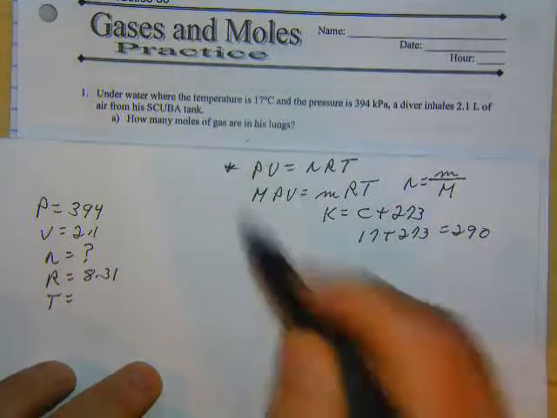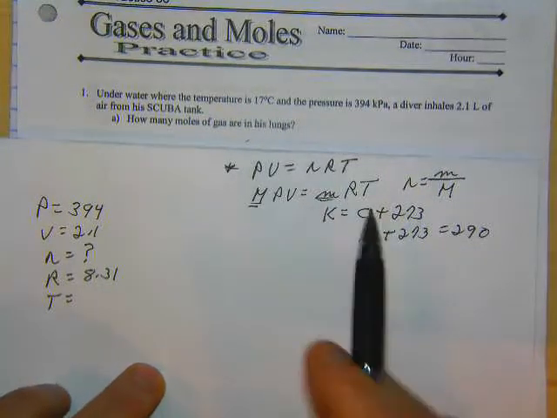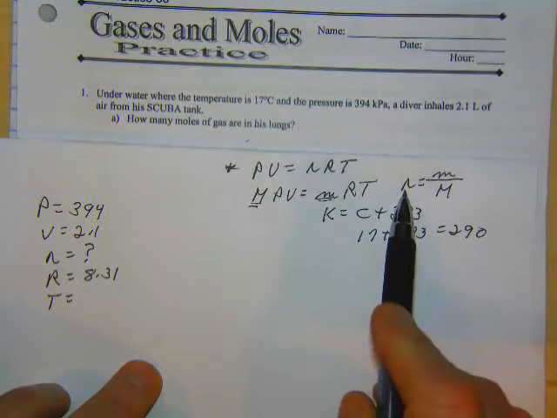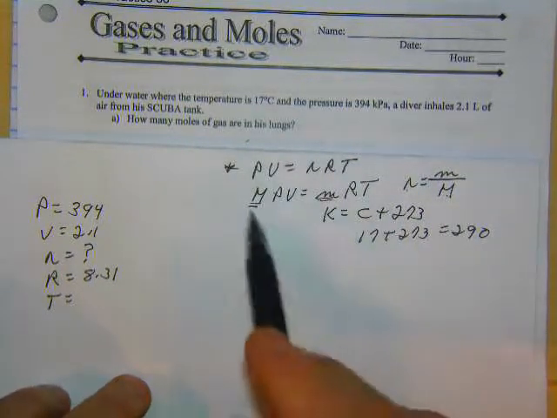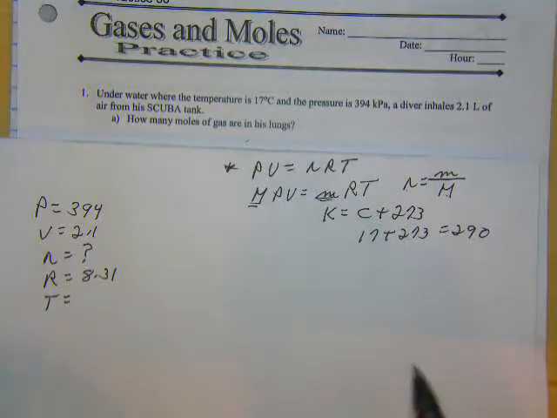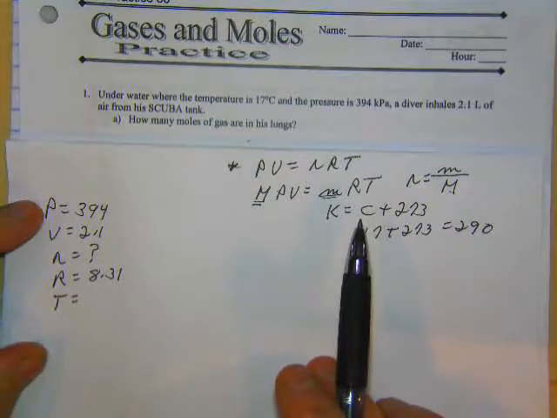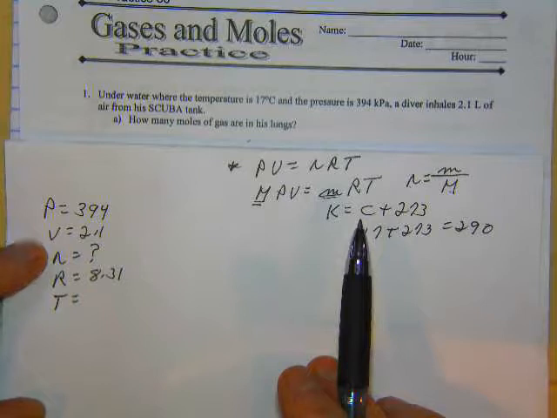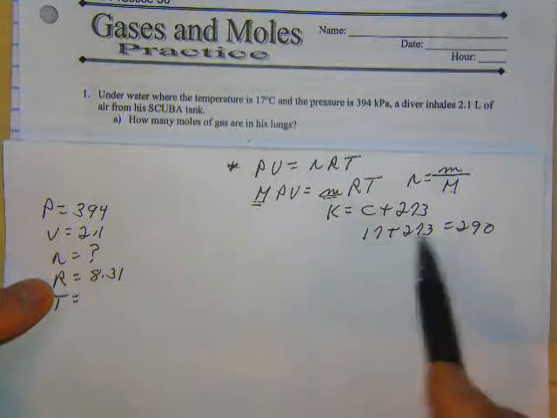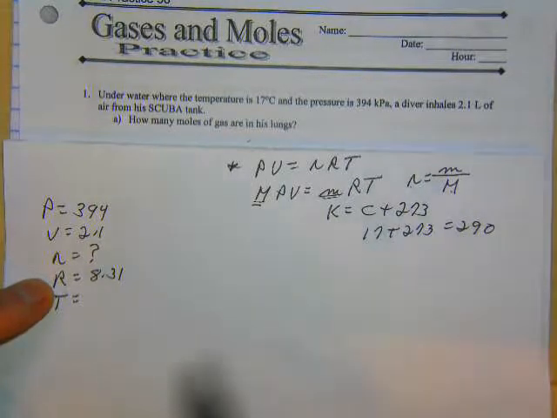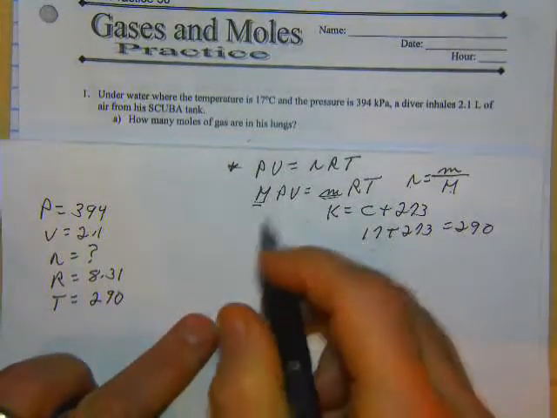Anytime you have anything with grams in it, when it's asking you either for molecular mass or the mass of the gas, we talked about how the number of moles is really the mass divided by the molecular mass. And then I just cross multiplied and made it a linear equation here. I started this. We've got pressure 394, volume of 2.1. We're looking for the number of moles. We know the gas constant is 8.31, and we converted our temperature to Kelvin, so that's 290. So we can go ahead and plug that into the formula.